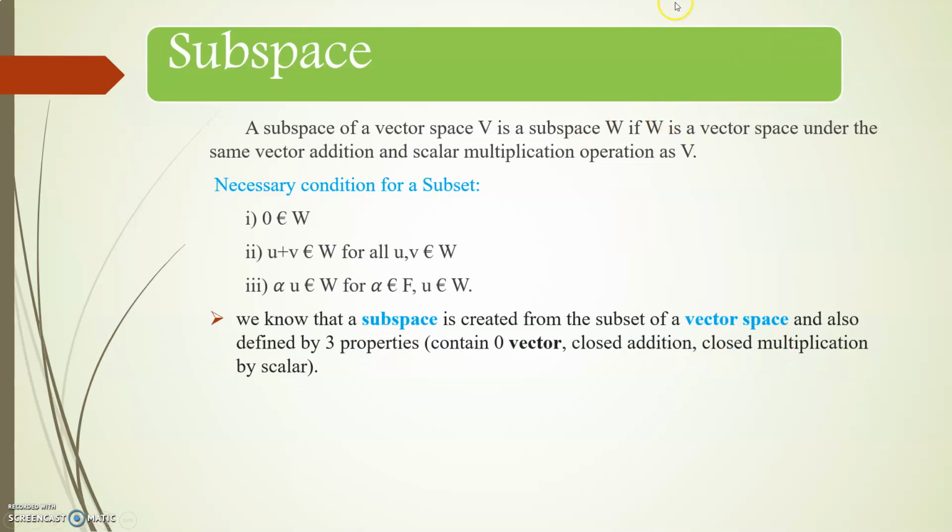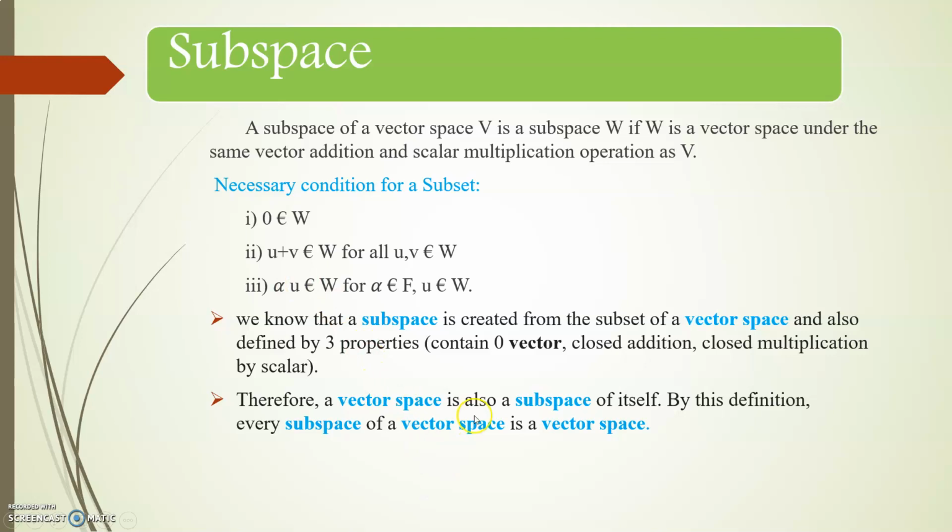We know that a subspace is created from a subset of a vector space and is defined by three properties: it contains the zero vector, it is closed under addition, and it is closed under multiplication by a scalar. So this is the zero vector, the next one is closed addition, and this is closed multiplication by a scalar. If these three conditions are satisfied, the given set is a subspace. Otherwise it is not a subspace.